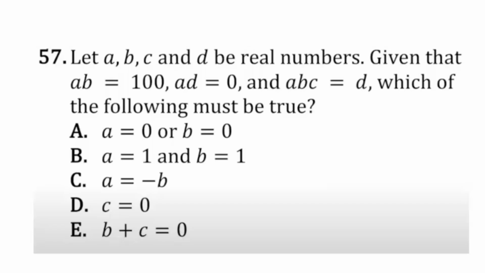Here's a super interesting ACT math problem. It says let A, B, C, and D be real numbers, given that AB equals 100, AD equals 0, and ABC equals D. Which of the following must be true? Okay, A says A equals 0 or B equals 0.